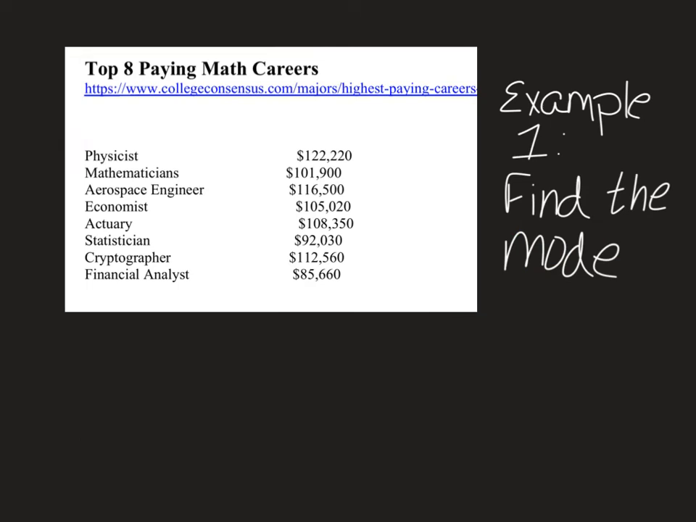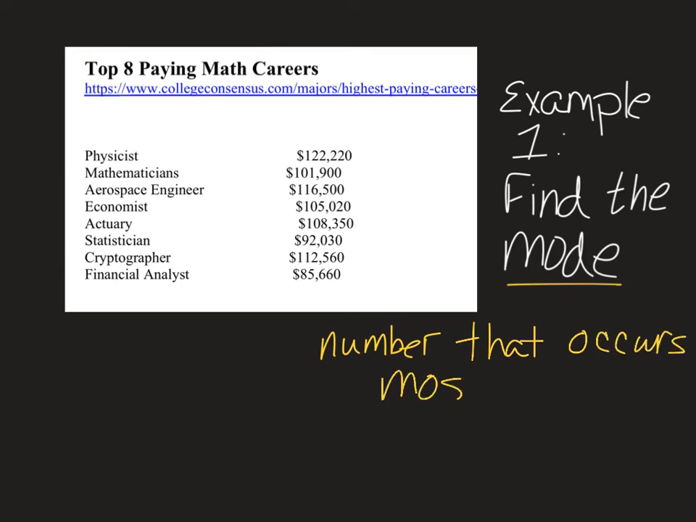Our next example is finding the mode, and the key idea for the mode here is the number that occurs the most. So if we look at our data set here, you see that we don't actually have a number that's repeated. There's one of each salary, right? So this one is actually one of those special cases.